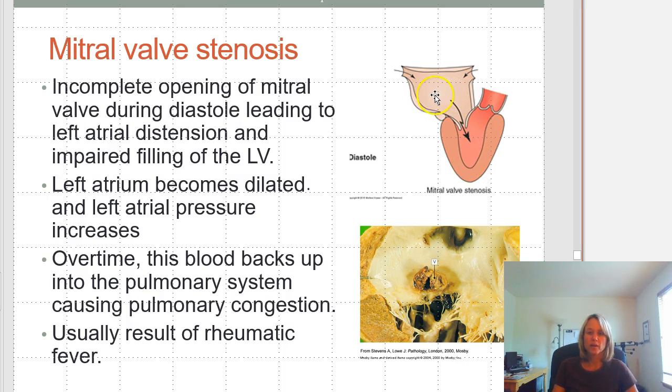So the left atrium becomes dilated. This is going to lead to an increase in left atrial pressure. Over time, this blood can back up into the pulmonary veins and then into the pulmonary system, causing pulmonary congestion. Mitral valve stenosis is usually a result of rheumatic fever.